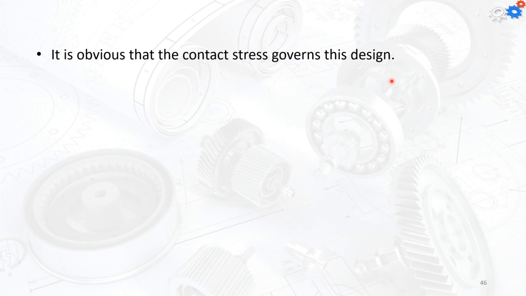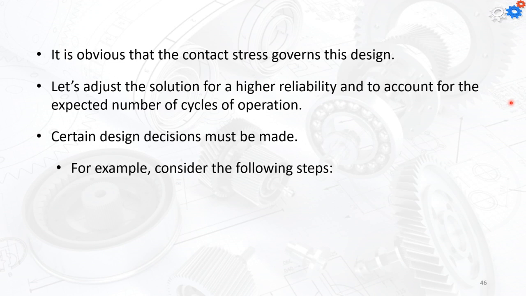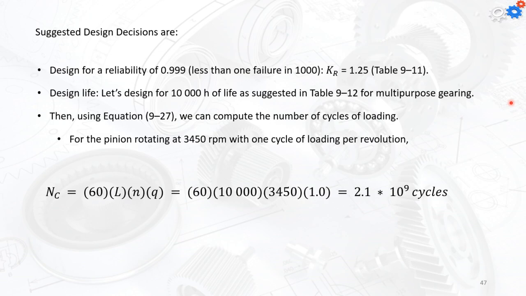And let's just adjust this solution for higher reliability and to account for the expected number of cycle operations. So certain design decisions should be made. For example, we're going to consider the following steps. The suggested design decisions are, for the reliability, we're going to take it as 1 in 10,000, as we mentioned last week. So the reliability factor is going to be 1.25, from table 9.11. And for design life, we're going to design for a life of 2,000 hours, as suggested in table 9.12 for multi-purpose gearing.